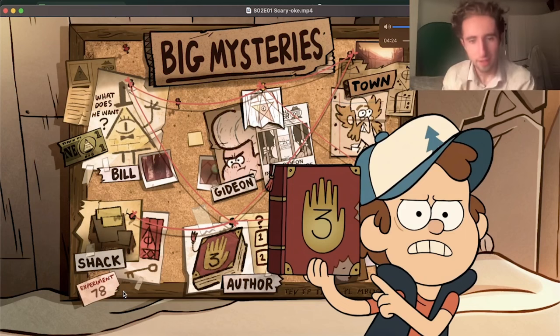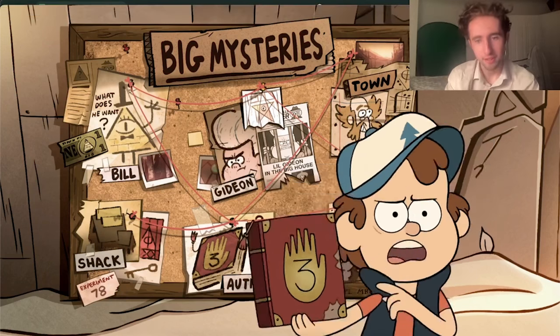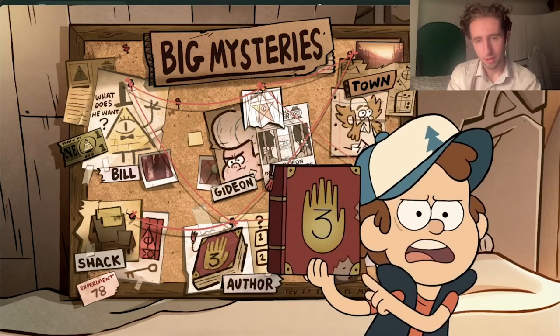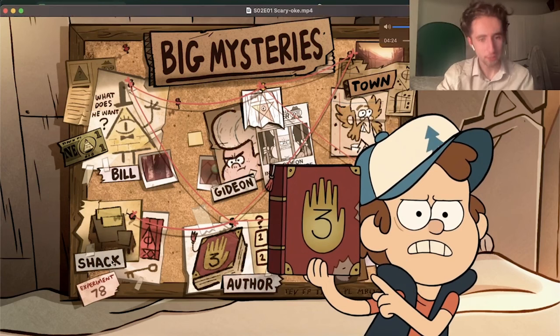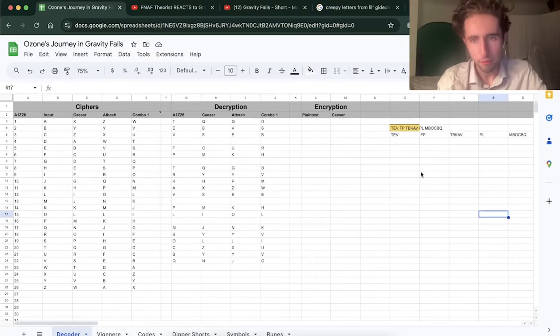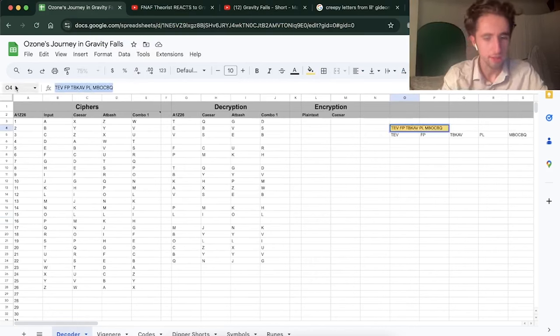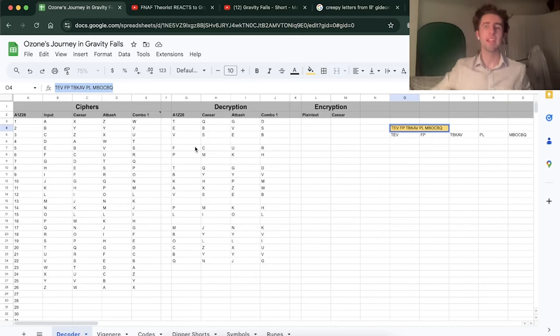So here's my thought. We have a code down here that we did spot in the episode. I'd imagine this is also a Vigenère cipher, and the key is Shaq. I think that could be the case. We should try that. So I've just been looking at different frames in that shot, and this is what I've got. TEV, FP, TBKAV, PL, MBOCBQ. It's quite hard because in some shots, Dipper's arm is covering it, so you have to go a few frames over to find the full message.